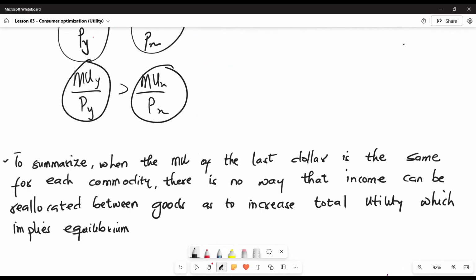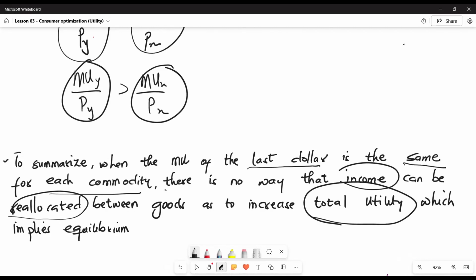To summarize, when the marginal utility of the last dollar is the same for each commodity, then there is no way that income can be reallocated between goods so as to increase total utility, which implies equilibrium. So this is all that we have on our lesson on consumer optimization, focusing on utility.